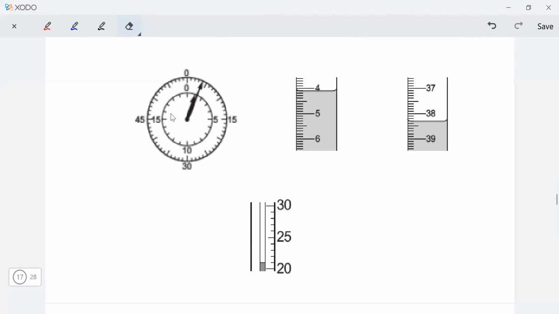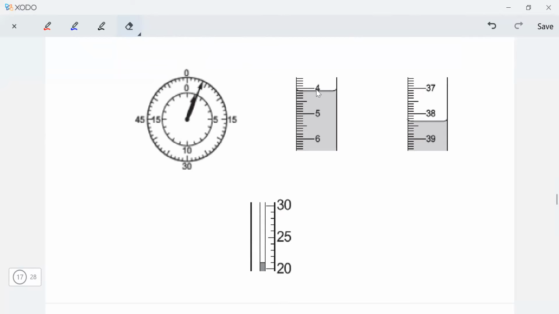And so on. If I have the short arm, let's say on 5, and the big arm on 15, I'm going to multiply 5 by 60. This gives 300, then plus 15, this is 315 seconds, and so on. You have to multiply the minutes by 60, then add the seconds.